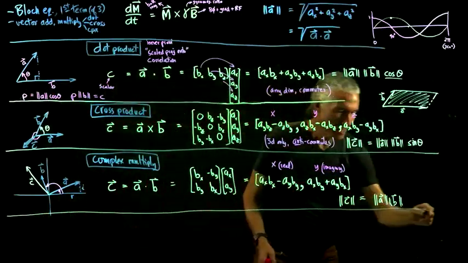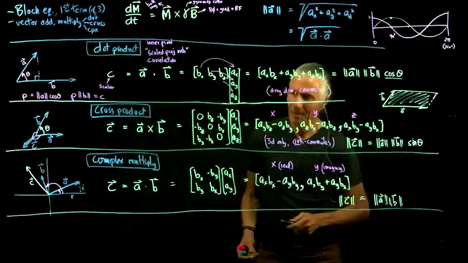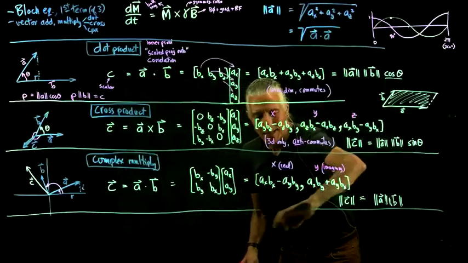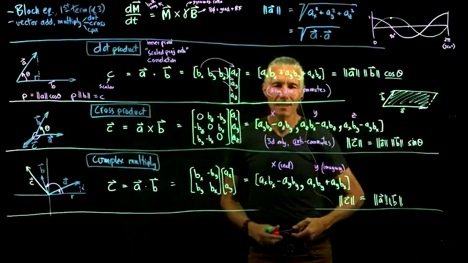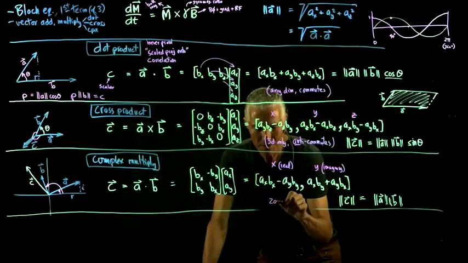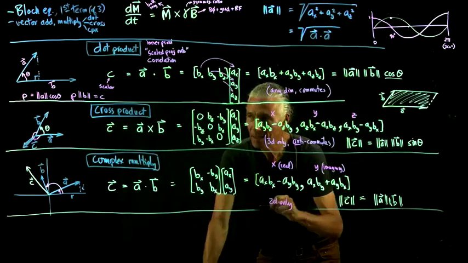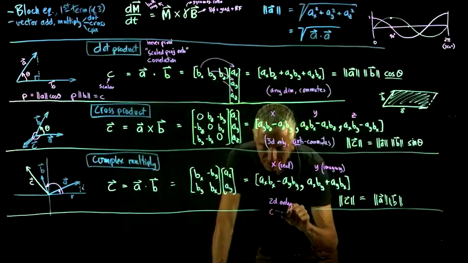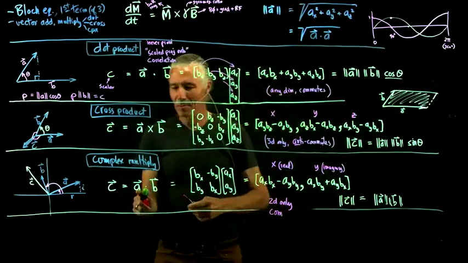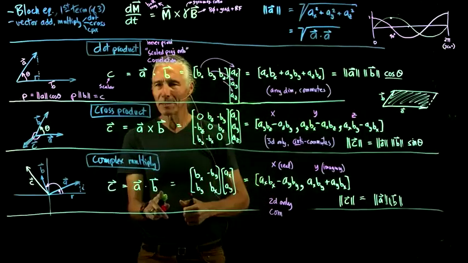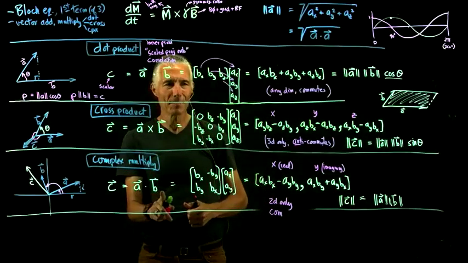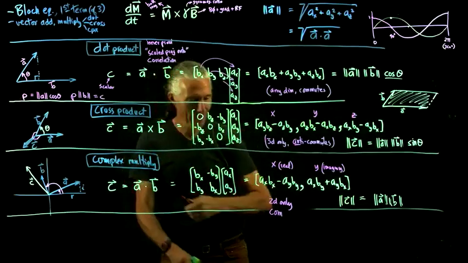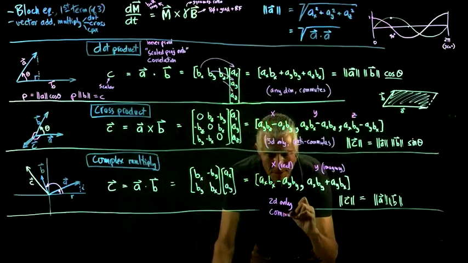Now, if you like these things, you probably don't, but if you like these things, this basically only works in 2D only. But unlike the cross product, it commutes. So when you multiply complex number A times complex number B, that's the same as complex number B times complex number A. Whereas the cross product sort of flips it. So this guy commutes, so that's kind of convenient.